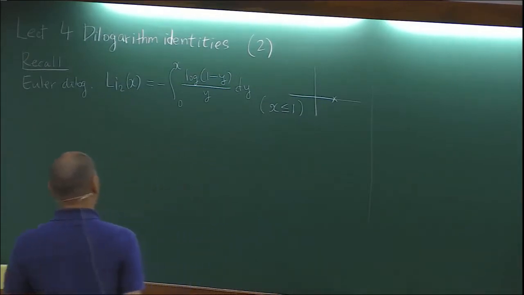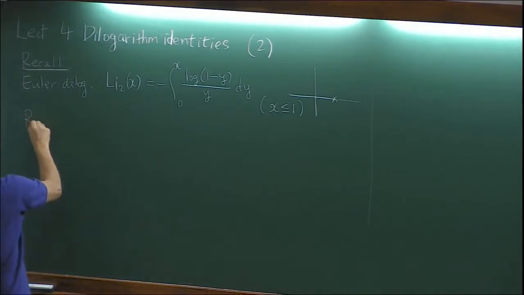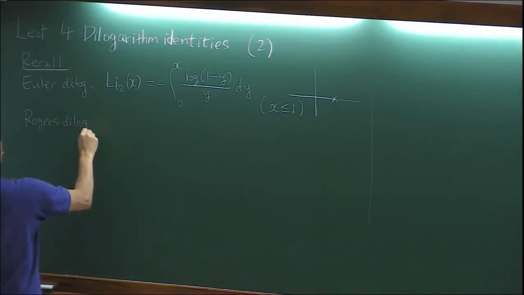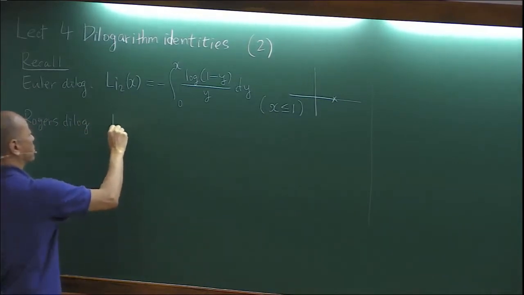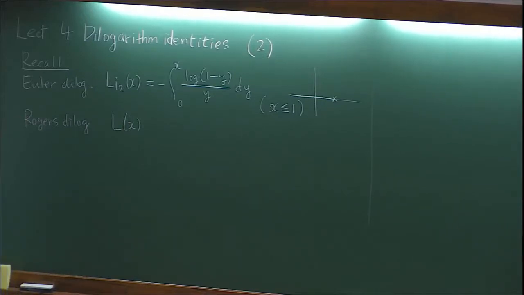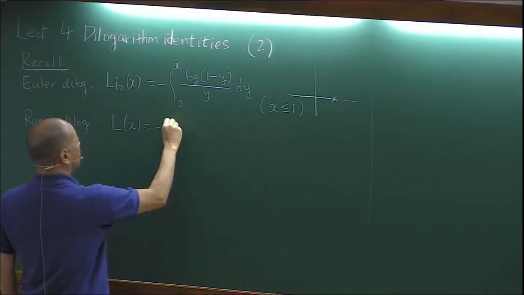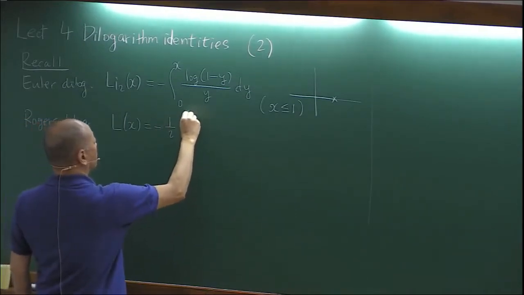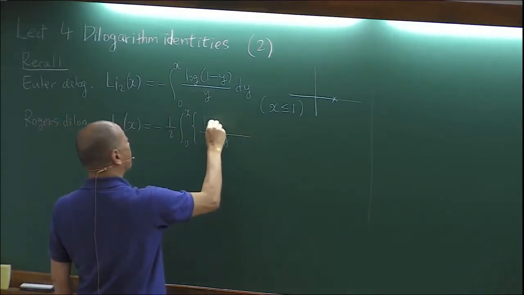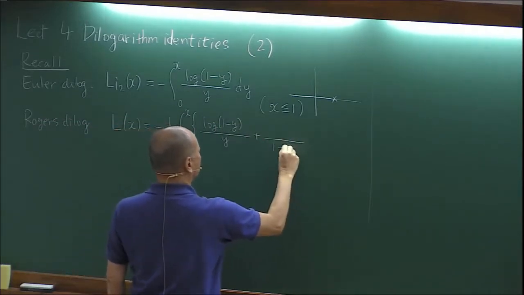And there is a brother of this Euler dilogarithm, which is called Rogers dilogarithm. You can define it two ways. First one is written as L(x), and sometimes called Rogers L function. And first, its integral expression which symmetrizes this integral in the following manner.